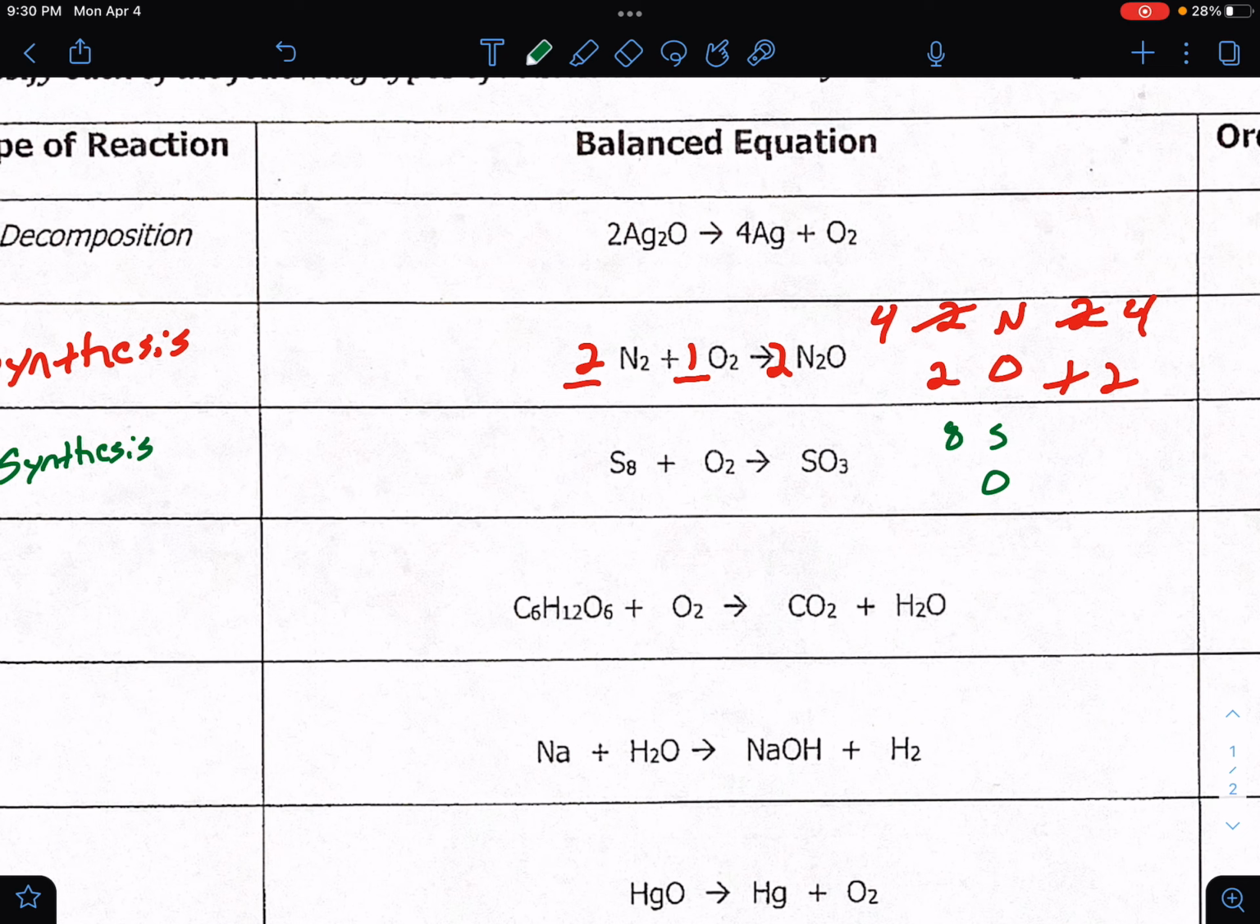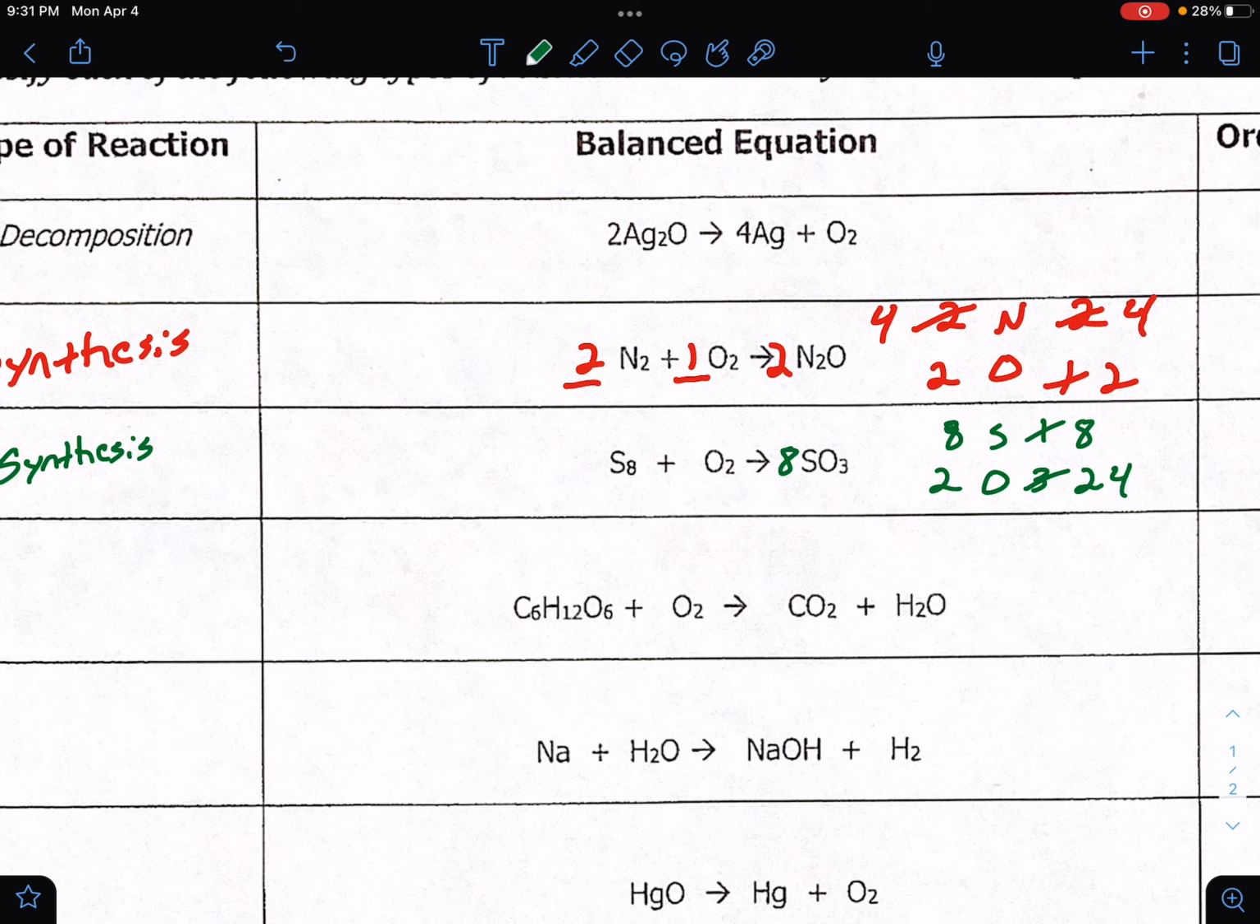I've got 8 sulfurs on the left and 2 oxygens on the left. I've got 1 sulfur on the right and 3 oxygens on the right. So we're going to worry about those sulfurs first. I've got 8 on the left, so I need 8 on the right, so I'm going to put an 8 in front of this SO3. This changes my S's to 8, but it also changes my oxygens to 24 now, since 8 times 3 gives me 24.